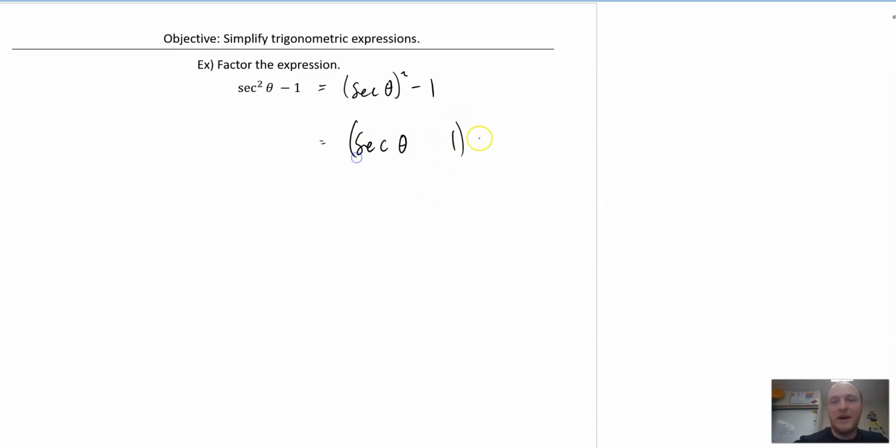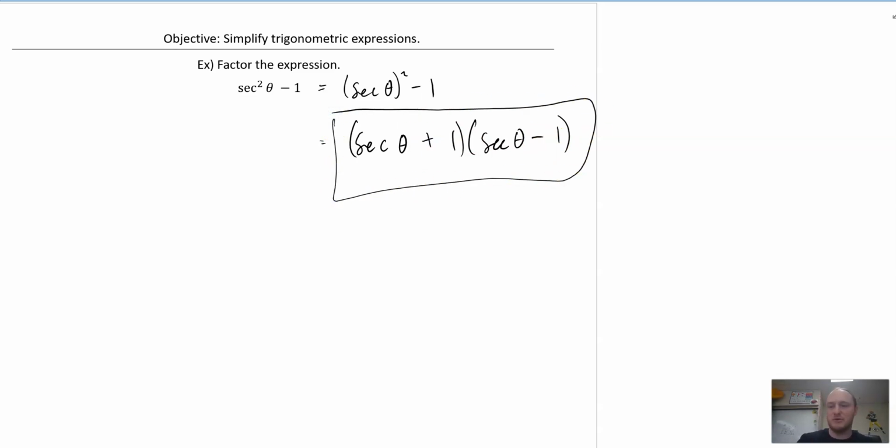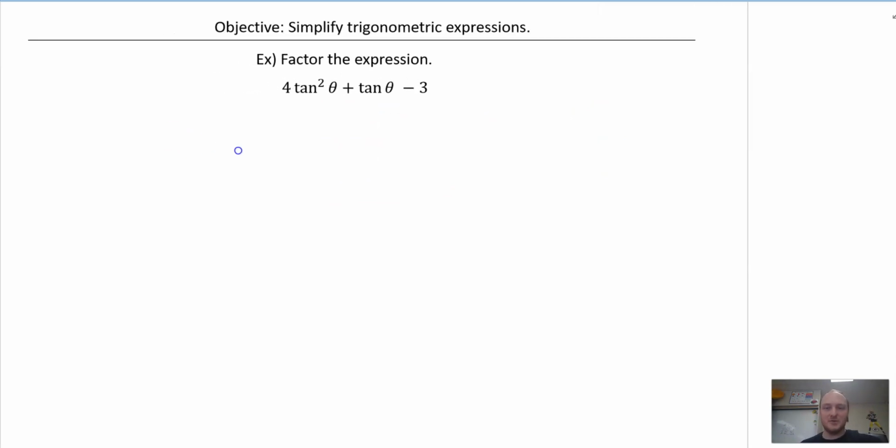So if you remember back to your factoring days, I can go ahead and split each perfect square and just add an addition and a subtraction in between. And we're done. That's it. Can you believe that? That was pretty simple.